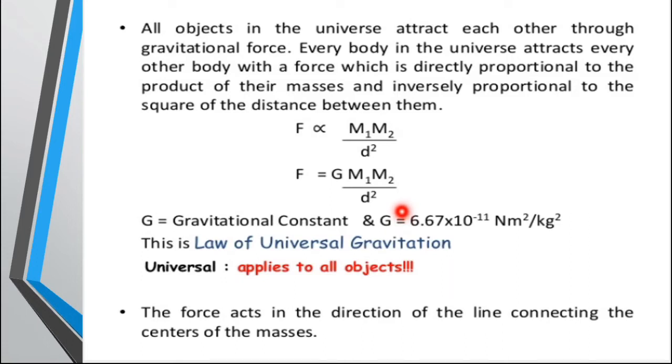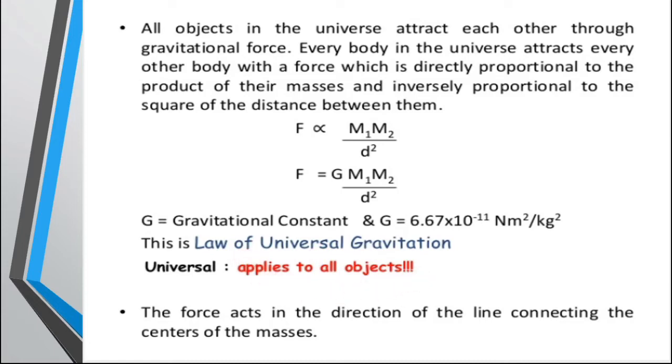The weight of an object on the Earth is the result of the gravitational force of attraction between the Earth and that object. We named that law the law of universal gravitation. Why do we name it the law of universal gravitation? Universal means that this law of gravitation applies to all objects.